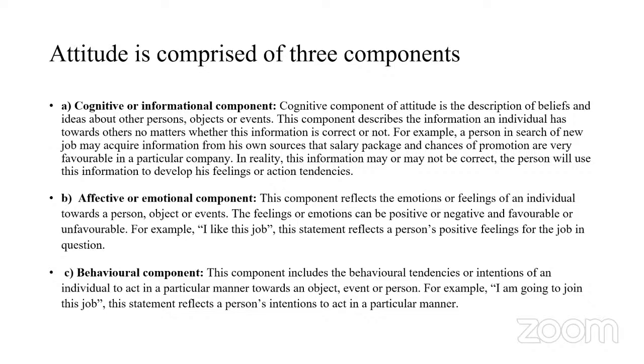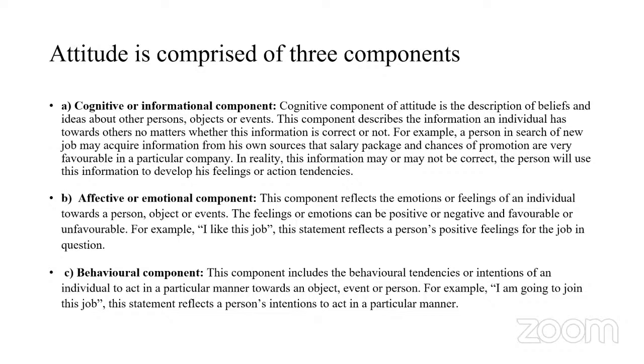Right. The next thing is components of attitude. See, attitude has got three different components: cognitive component, emotional component, and behavioral component. So what exactly is cognitive component? Cognitive component is a description of beliefs and ideas about other persons, objects, or events. Right? What this component does is that it describes the information that an individual has towards others. What information you have about others, whether this information might or might not be wrong.